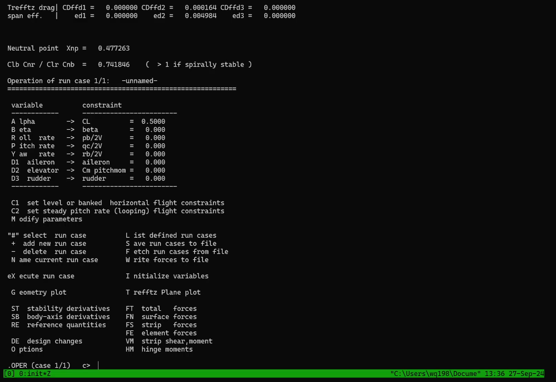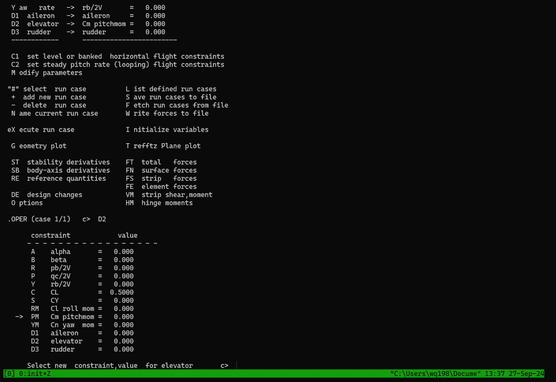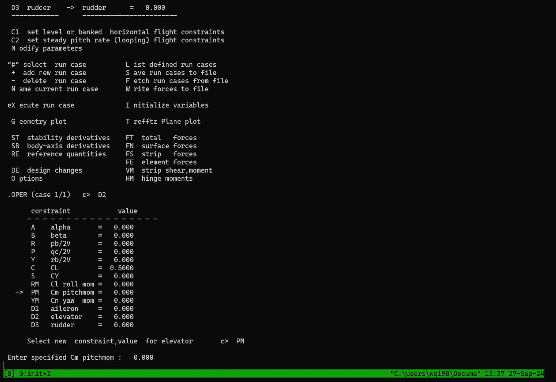Okay, so let's say we are still flying. The weight didn't change, so the CL is going to be exactly the same. But if I change the center of gravity, what would I need to change for the airplane to still be flying in a steady flight? My angle of the elevator, right? The technical word is I have to trim the airplane differently, right? So I would say D2, and I'm still going to be setting a pitching moment.